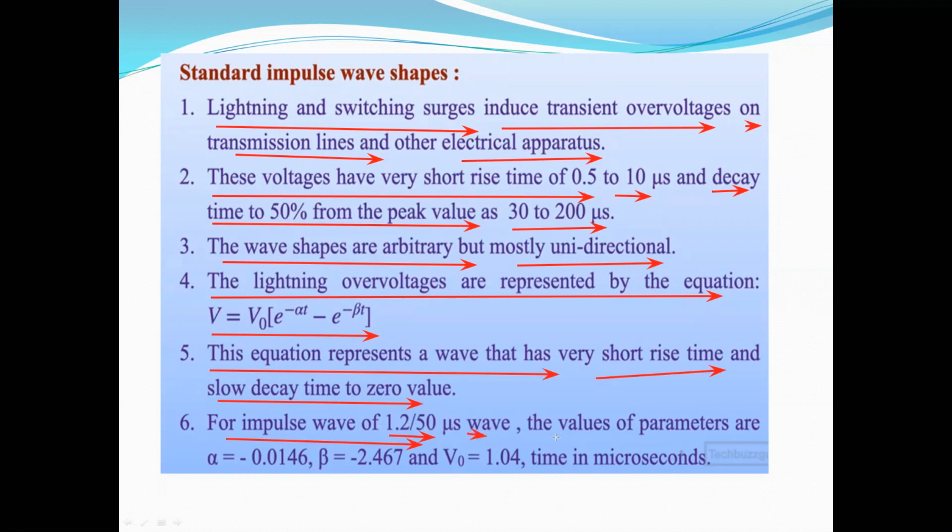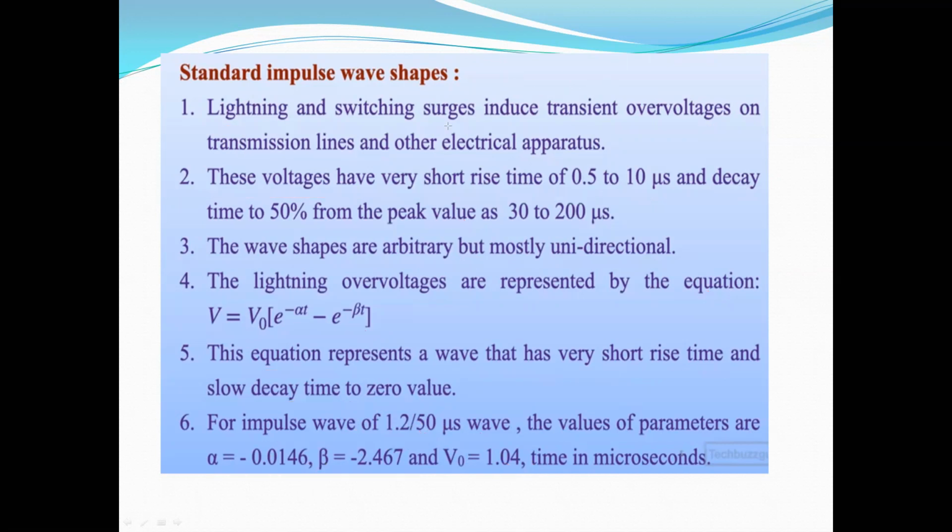The values of parameters are alpha is equal to minus 0.0146 and beta is equal to minus 2.467 and V naught is equal to 1.04. By substituting these values, we get the wave front time and wave tail time. In this manner, 1.2 microseconds is called wave front time and 50 microseconds is called wave tail time. This is the concept regarding wave front time and wave tail time.